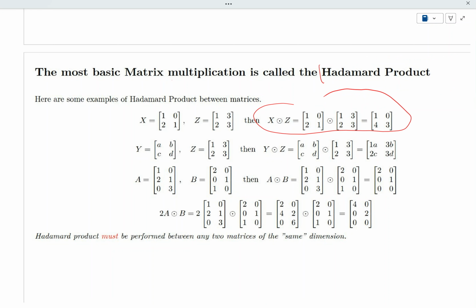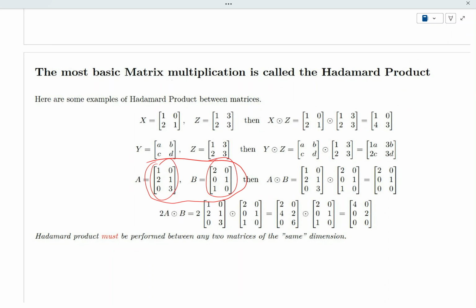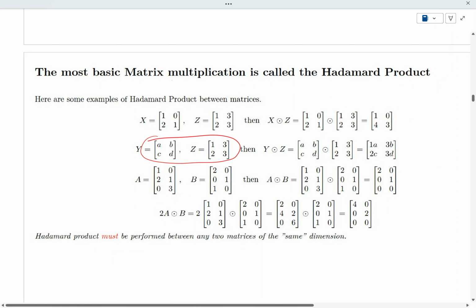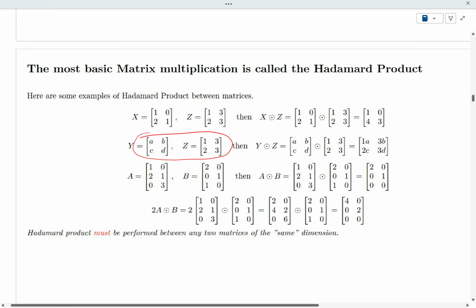Now with the Hadamard product, it's very important that the two matrices have the same dimension. So this is 3 by 2, 3 by 2. Both have to be 3 by 2. Both have to be 2 by 2. If they don't have the same dimension, the operation doesn't even make sense. Okay, so that's the Hadamard product.